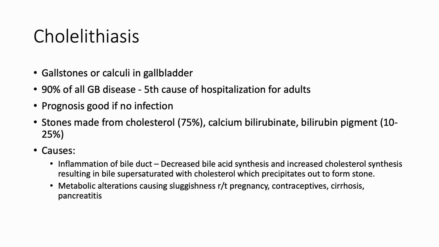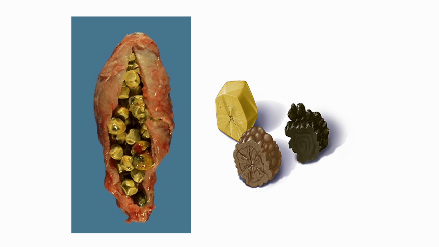Gallstones can also be formed from metabolic problems, often pregnancy. Your gallbladder gets a little sluggish during pregnancy. Certain contraceptives can cause it, and also patients with cirrhosis or pancreatitis. It's common with those patients as well.